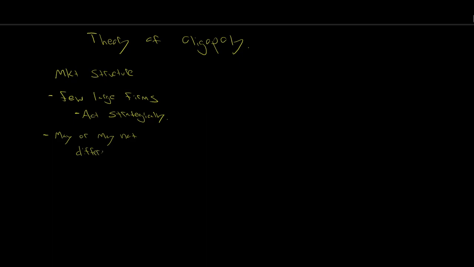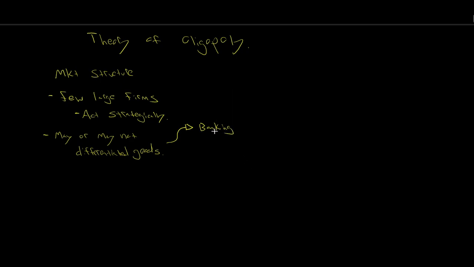And this really just depends on the market as a whole. Sometimes we'll witness differentiated goods between oligopolies. Other times this differentiation is really slight, if at all. So some examples of oligopolies here in Canada: we have our banking.